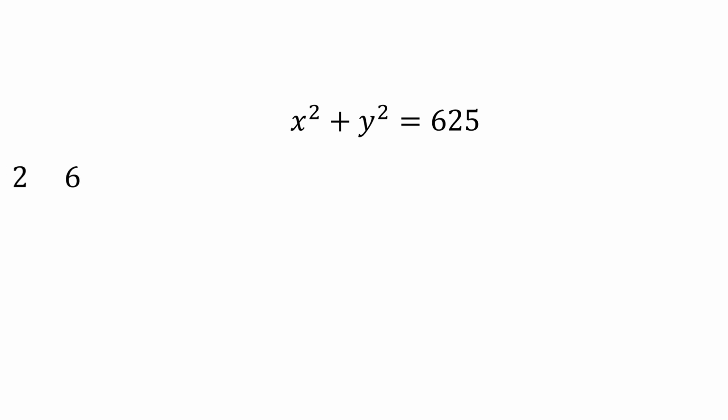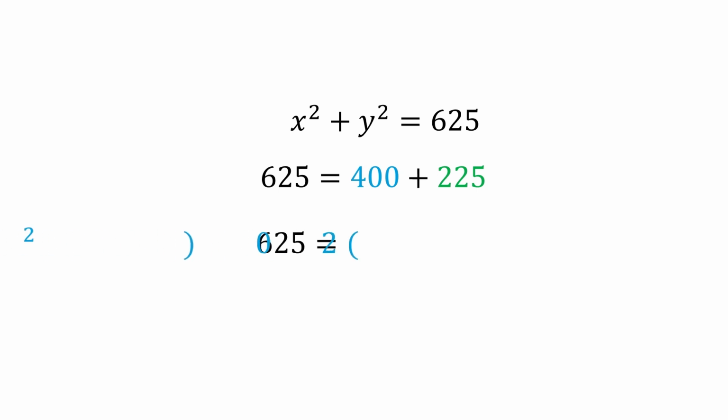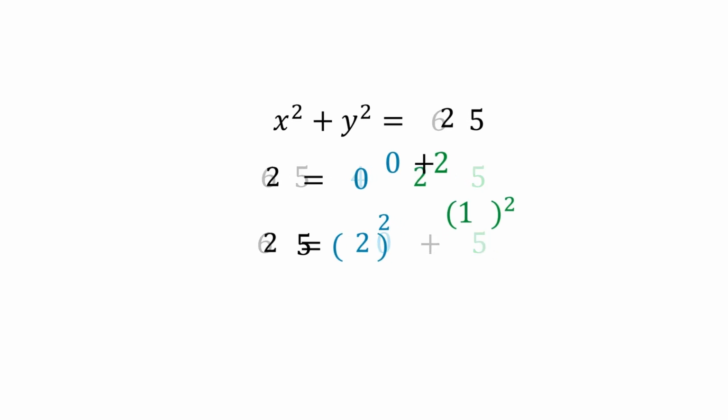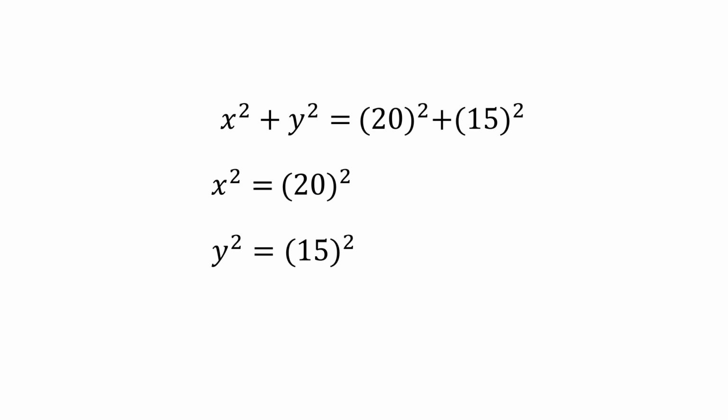Notice that 625 can be expressed as a sum of two squares. For example, 400 plus 225 is equal to 625. And since 400 is equal to 20 squared and 225 is equal to 15 squared, we can write 625 is equal to 20 squared plus 15 squared. This means we can rewrite the equation as x squared plus y squared is equal to 20 squared plus 15 squared. Since both sides are expressed as sums of squares, we can equate them.